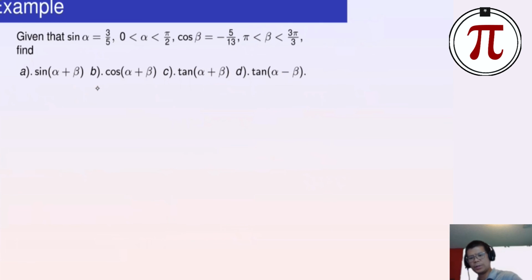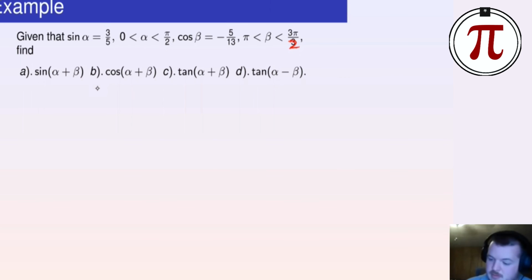Now let's consider this one. Mustafa, can you read for us, please? Given that sine of alpha equals 3 over 5, where alpha is bigger than 0 and less than pi over 2. Cosine of beta equals negative 5/13, where beta is bigger than pi and less than 3π/2. Find a) sine of alpha plus beta, b) cosine of alpha plus beta, c) tangent of alpha plus beta, and d) tangent of alpha minus beta.